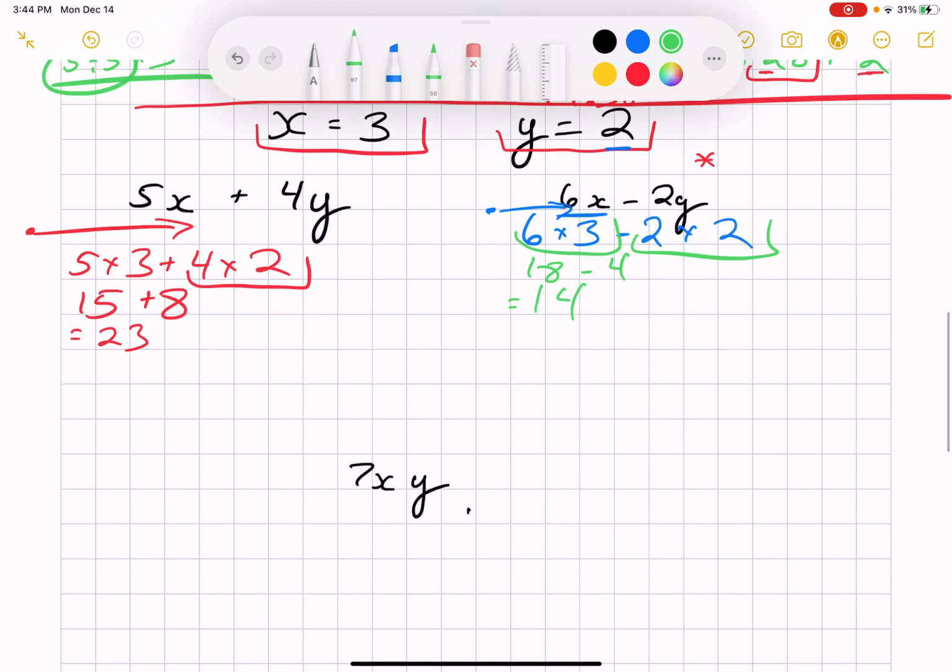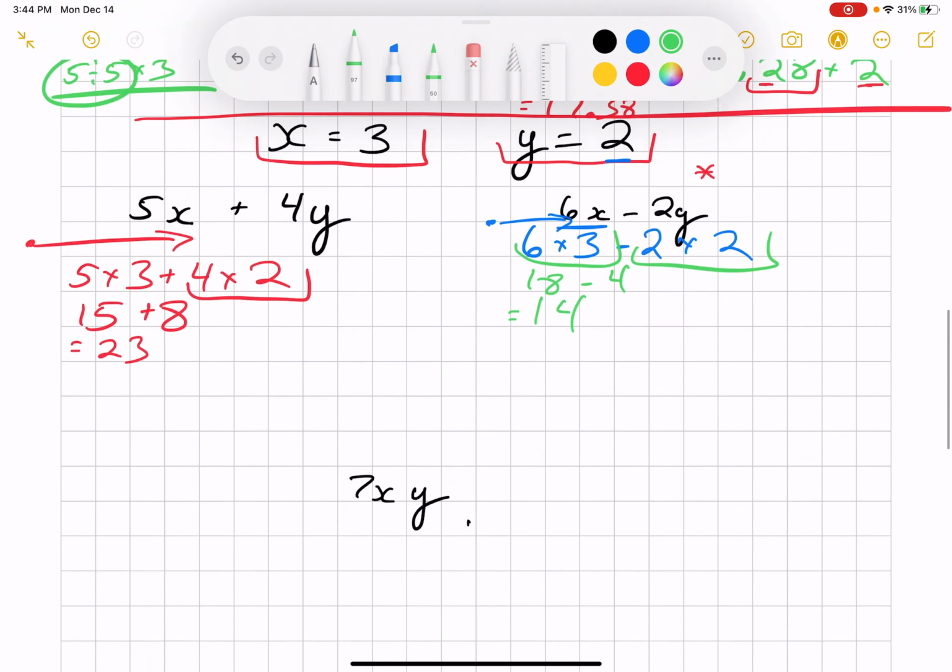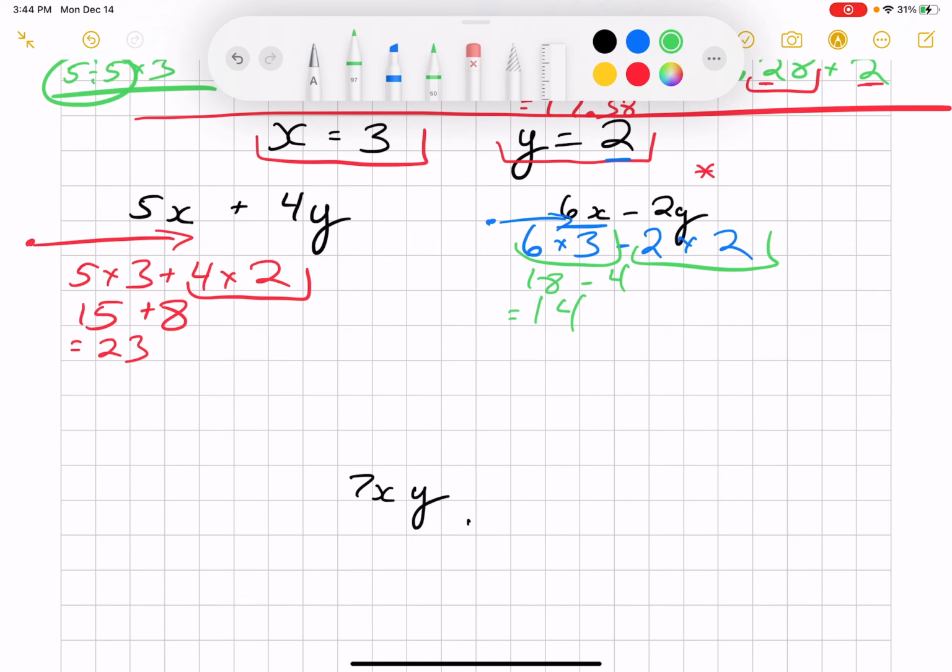All right, moving along here, we're still using those same numbers. How would you do this one? So pause and do this one, and then come back and check. So I have 7 times 3, because the 3 goes in for the x, times y, which is 2. So starting from left to right, this is 21 times 2, which is going to be 42.